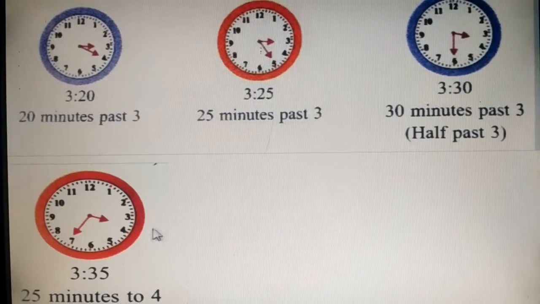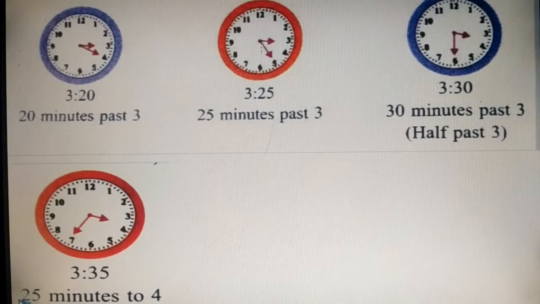Don't get confused that here there is a time difference. It's similar. You can say 25 minutes to 4, 25 minutes are left for 4 o'clock, and you can say 35 minutes past 3. Got it, children?